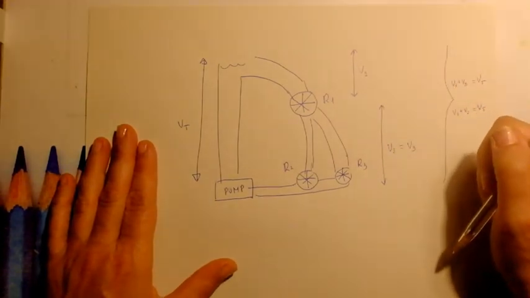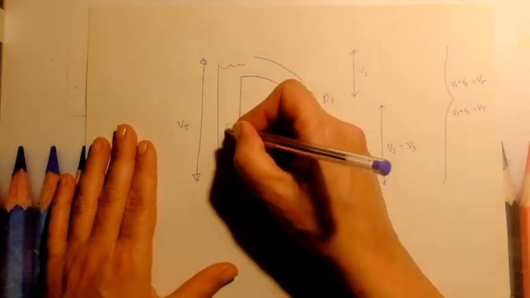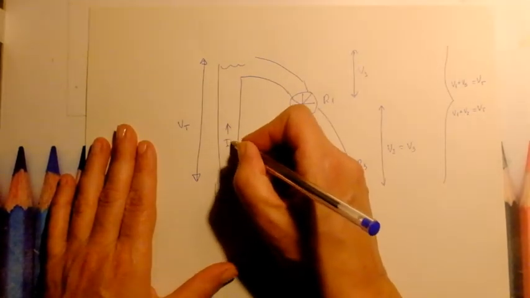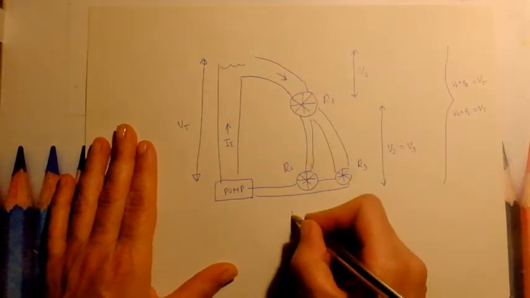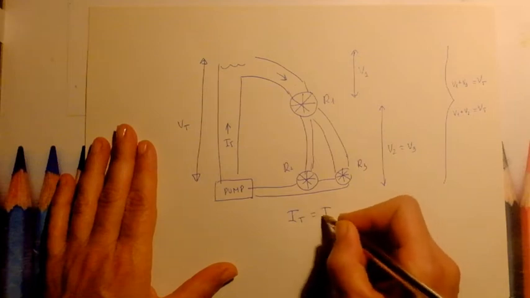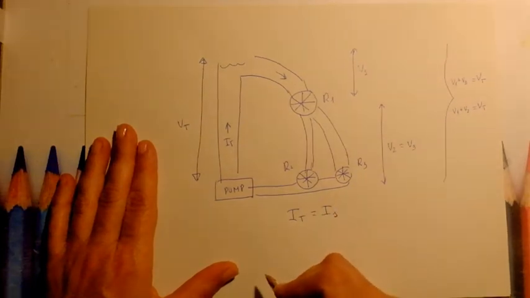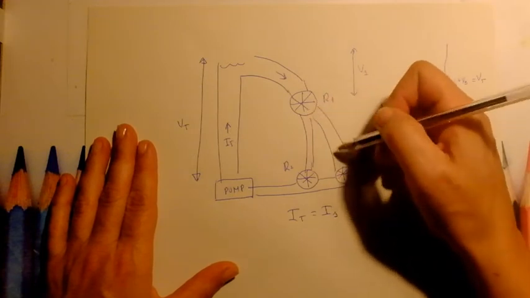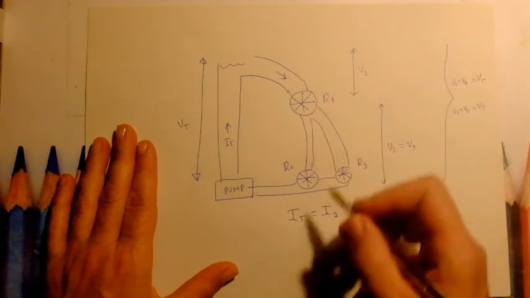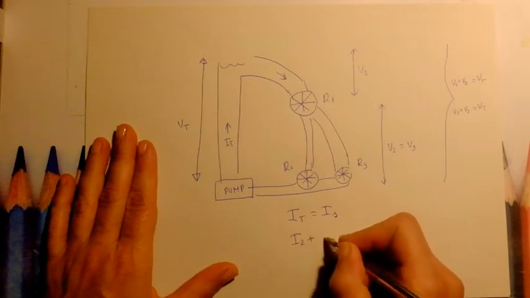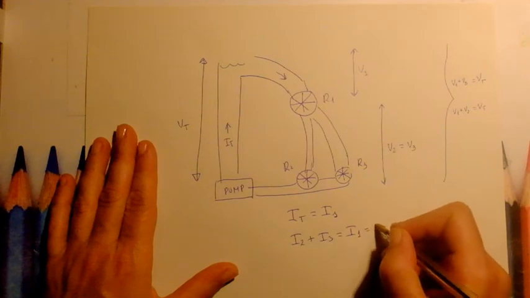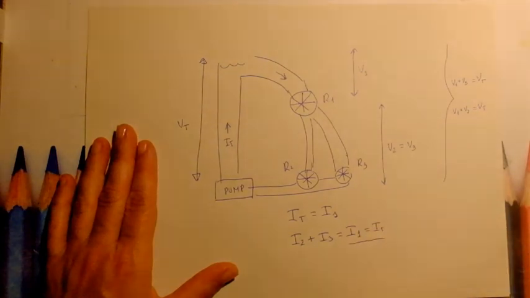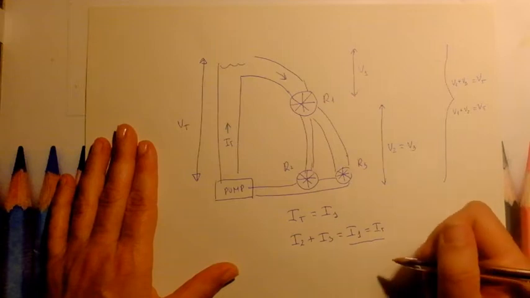What happens with current? The total current that comes out of the pump passes through the first resistance. So total current and current 1 are exactly the same number. But after these resistances, the current splits in 2. So current 2 plus current 3 gives us current 1, or total current, the same, okay?